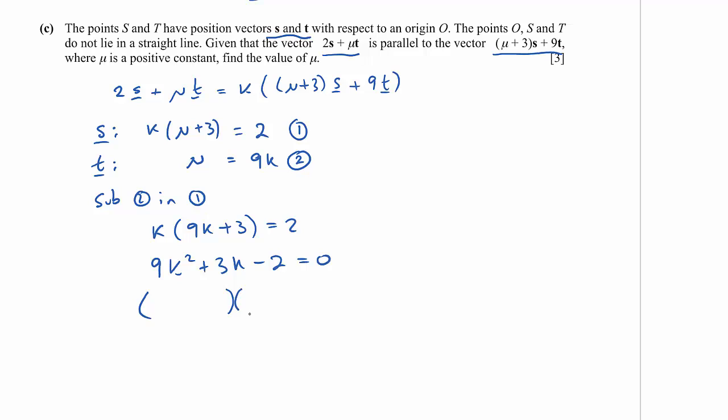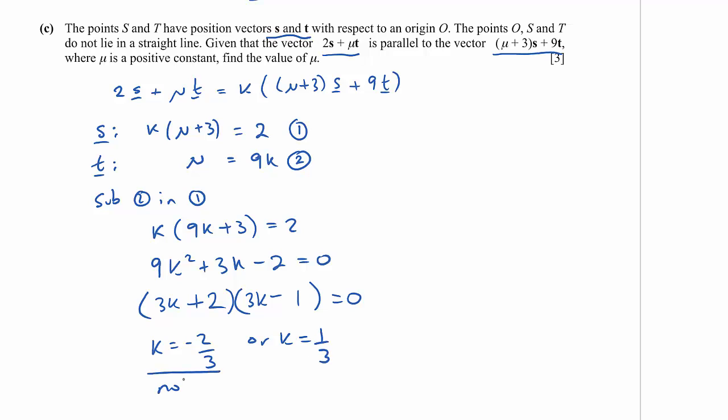And I think we can factorize this. Pretty sure we can. 3k and 3k, 2 and 1. And if we have this one as a plus and this one as a minus, that gives us that k is equal to negative 2/3, or k is 1/3.